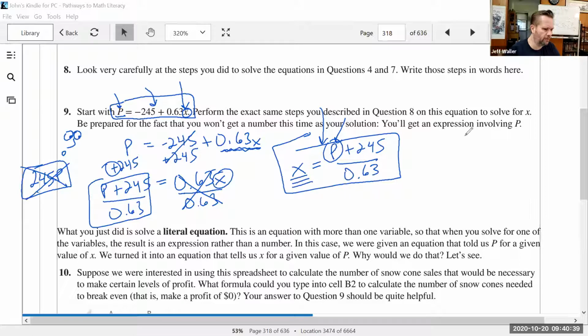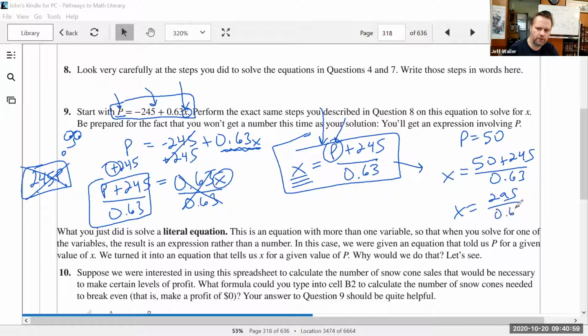So remember the earlier problem where I wanted to make $50 profit? That's the problem we just did a minute ago. If I use this equation, all I have to do is put a 50 in for P, and we will end up with the same answer, because we'll get the 295 that we got before divided by 0.63, which is 400 or whatever it was. I can't remember. I really want you guys to get that.